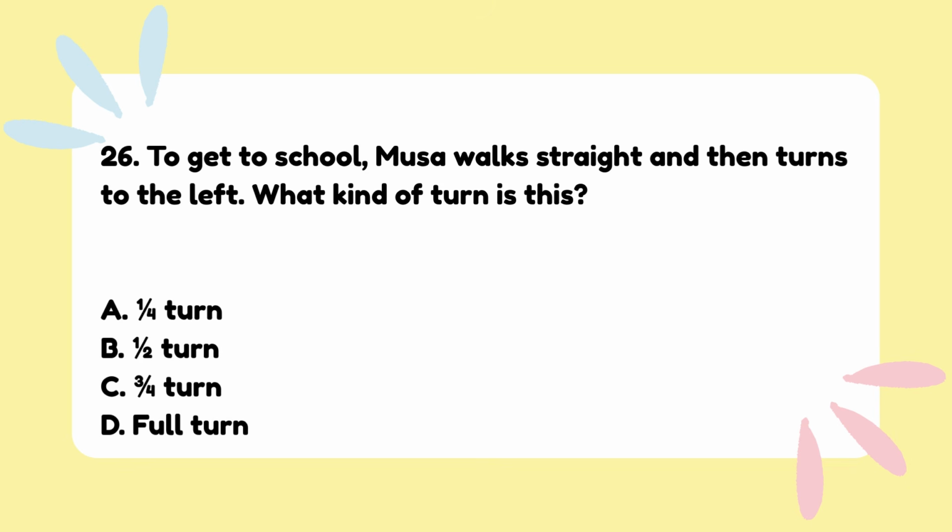26. To get to school, Musa walks straight and then turns to the left. What kind of turn is this? A. 1/4 turn. B. 1/2 turn. C. 3/4 turn. D. Full turn.